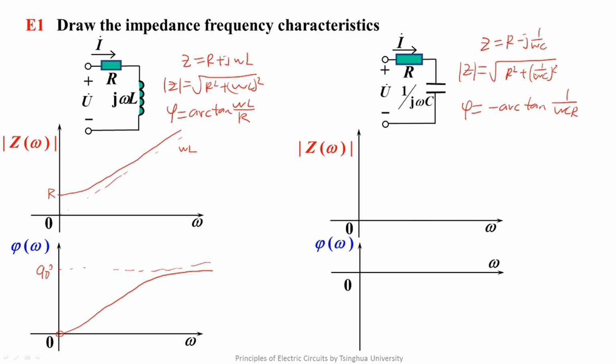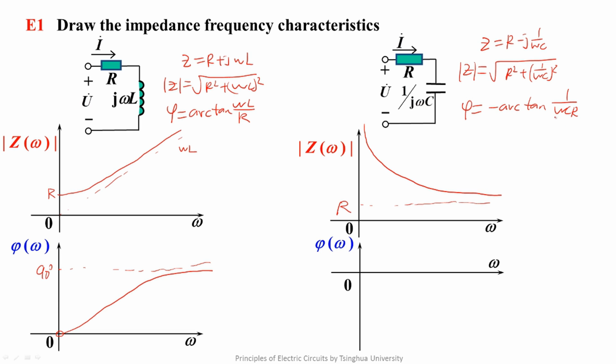Look at this part. It's infinite when omega equals 0, and it's positive infinite. When omega tends to be infinite, it tends to be 0. That is, the AF characteristic tends to be R. That is to say, the AF characteristic of a serial connection of a resistor and capacitor starts from the positive infinity and tends to be R with a form of reciprocal.